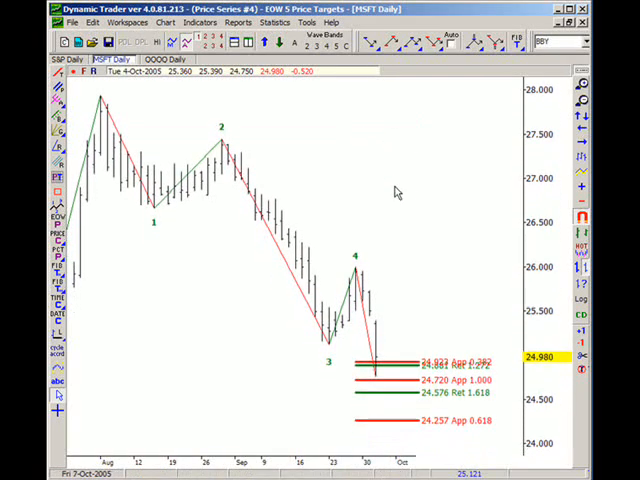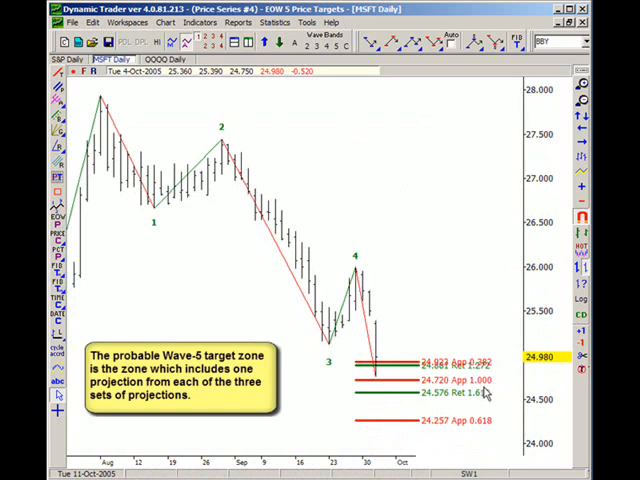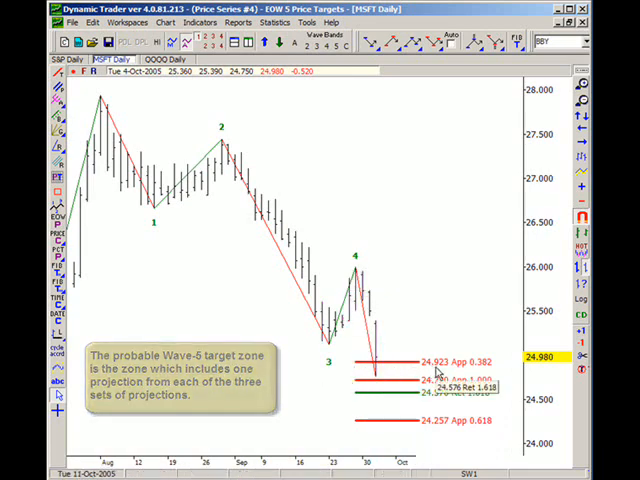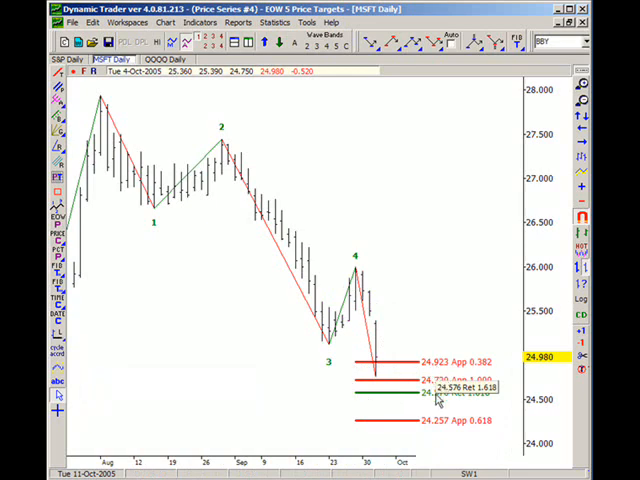And where do we have a group that includes one projection from each of the three? Well, the group looks like it would be right around the 162 external retracement of 4, the 100% alternate price projection of 1, and the 38% alternate price projection of 1 through 3. That also falls right near the 127% external retracement of 4. So we have a zone here right around 2492 down to about 2457.